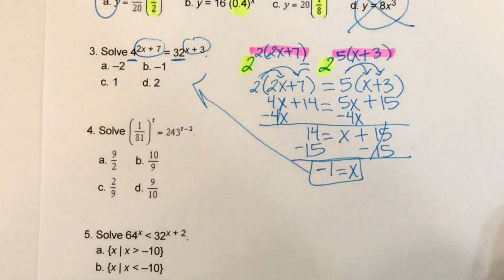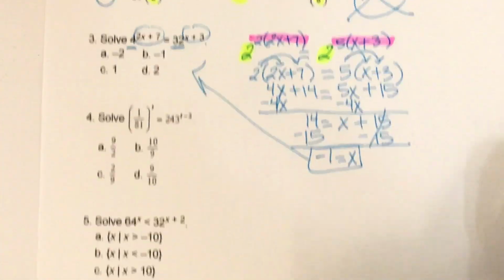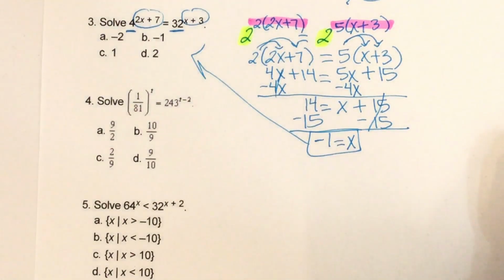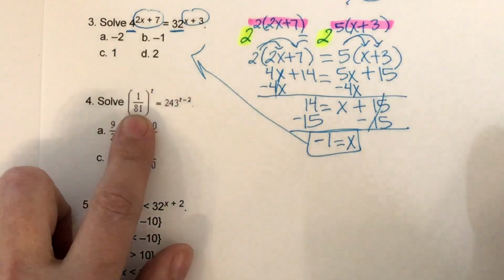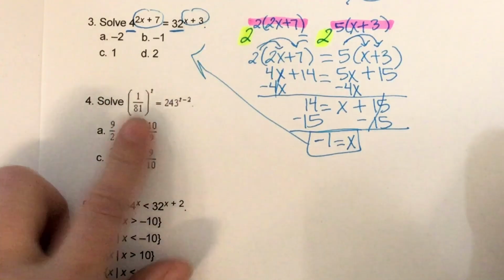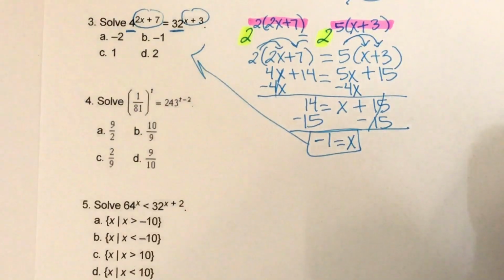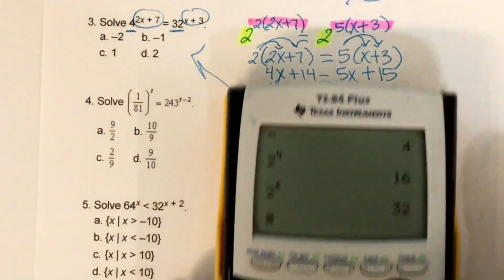I took a lot of room writing that problem. All right, number 4. When you see a fraction, that means you're going to have negative exponents. Well, I know 81 is 9 squared. Let's see if I can get 9 raised to some power to make 243. And if I can't, I'll do something different.